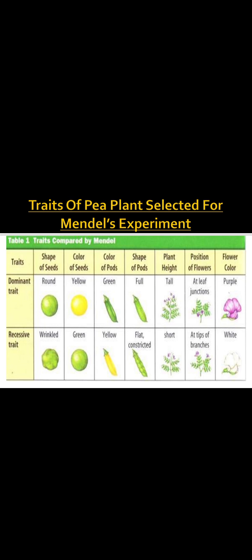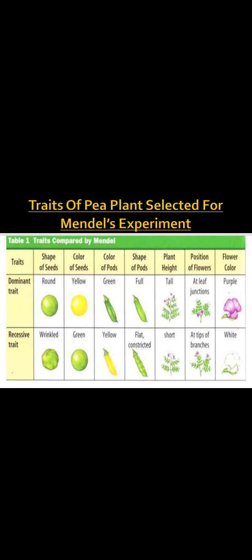So children, traits of pea plant selected for Mendel's experiment. See, he had taken 7 different traits for his experiment. That is the reason he preferred only a pea plant. Here you can see the traits column: shape of the seed, color of the seed, color of the pod, shape of the pod, plant height, position of the flower, and flower color. So these are the 7 traits, a very important part of your examination. Just star mark this topic.